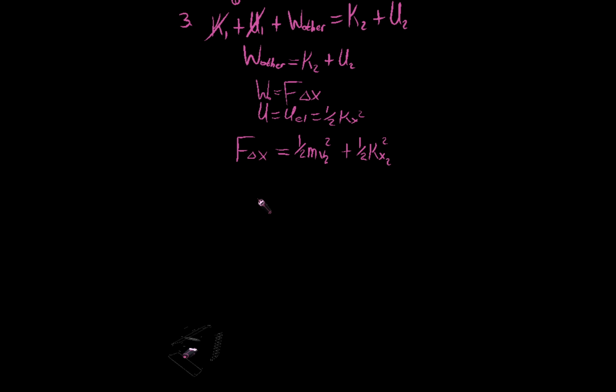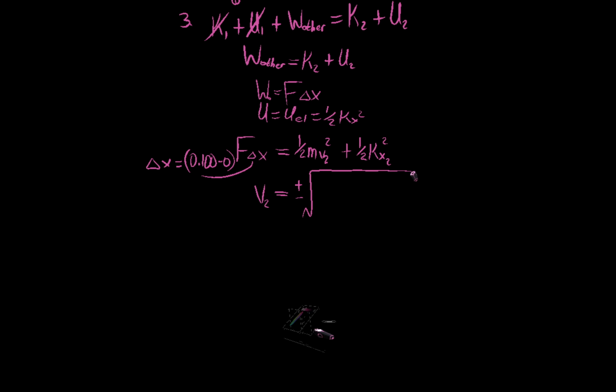And so if we solve for that, we get, and this delta x, right, is just x2 minus x1. Don't get thrown off because of that delta. And x1 is equal to 0. So delta x is just 0.100 minus 0. That's what you would plug in for delta x. So if you solve for v2, you get this plus or minus again because it's a radical, and we'll have to think about which root we want to take.